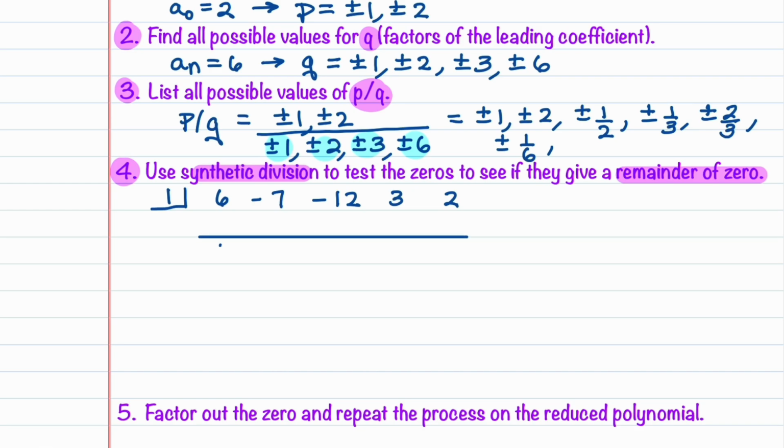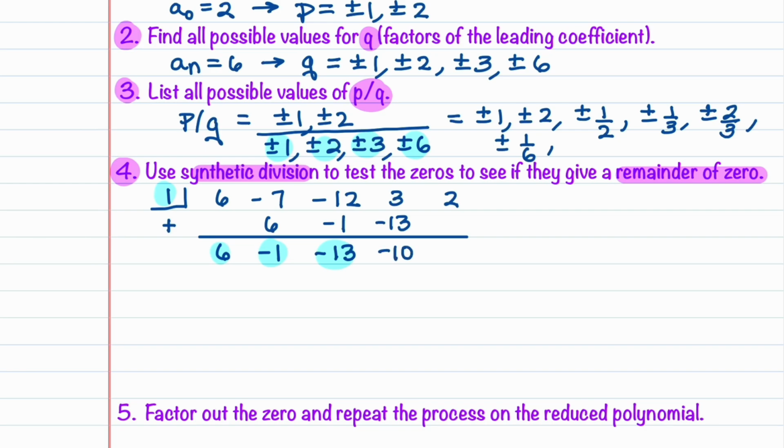We will pull our 6 down. Now let's go ahead and multiply. We're going to multiply 1 times 6, and we get 6. And then we're going to add. We get minus 7 plus 6 is minus 1. Then we'll multiply 1 times minus 1, gives us minus 1. And we're going to add again. Minus 12 minus 1 is minus 13. Now we multiply 1 and minus 13, and we get minus 13. We add that, and we get minus 10. And I don't think this is going to work out.